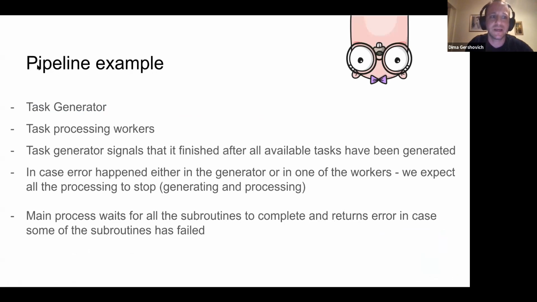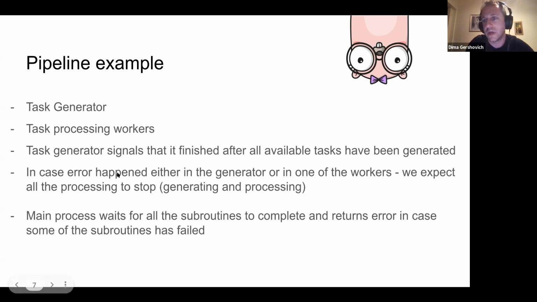So let's take a very, very common example, a pipeline. A pipeline consists of some sender, a task generator, one routine that generates the tasks and sends them to workers. We have a group of workers that are processing the tasks that the generator sends to them. The task generator generates tasks, and in the end, after it has completed generating all available tasks, it should signal that it finished generating the tasks so that the workers know there is no need to wait, they can exit.